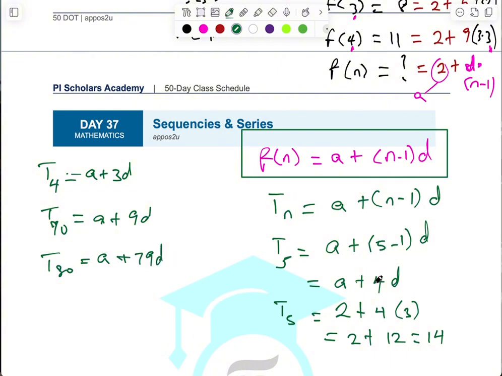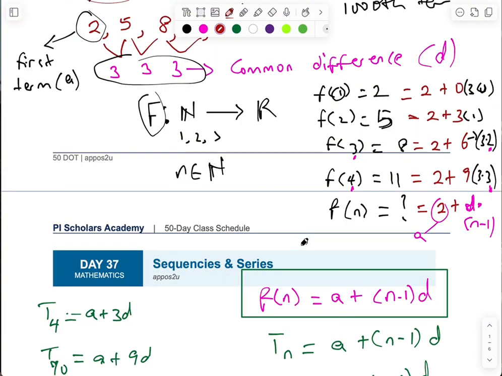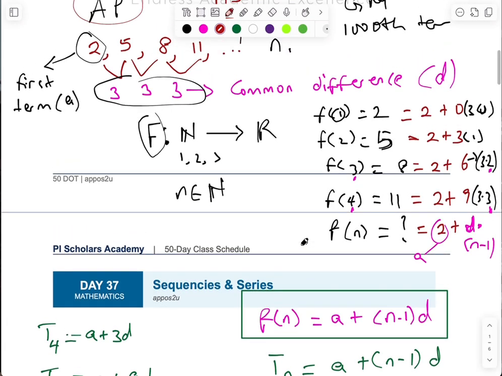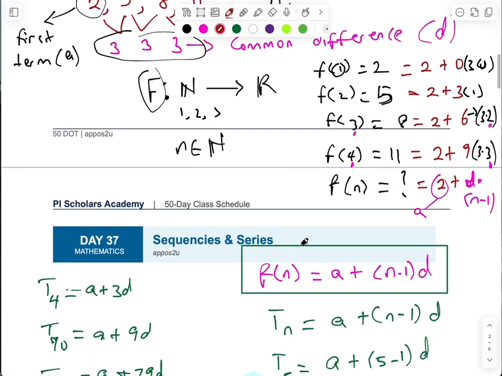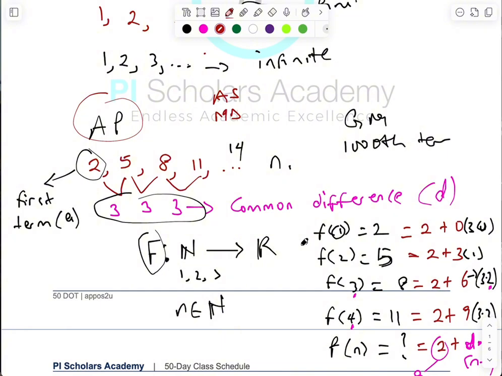So you just notice the pattern that we observe here now for T5. If I'm looking for the fifth term, it will just be 4d. Sixth term, it will be 5d, and all of that like that. And that is the general representation for arithmetic progression. So you should be able to represent any term with that formula. And that is arithmetic progression for you.